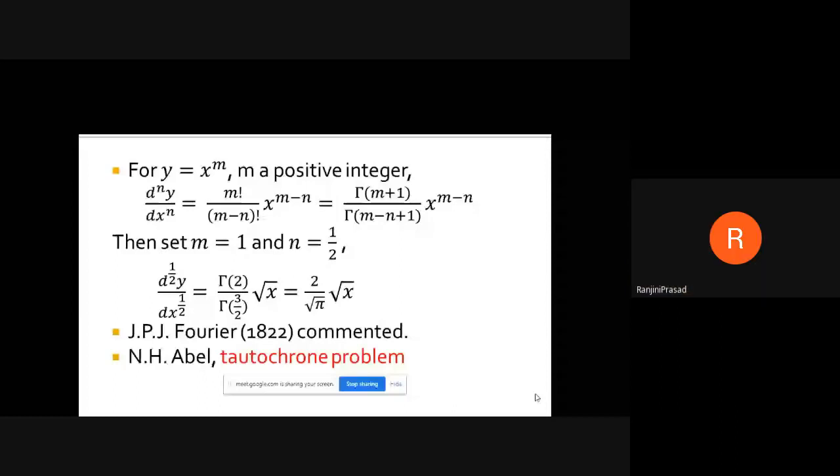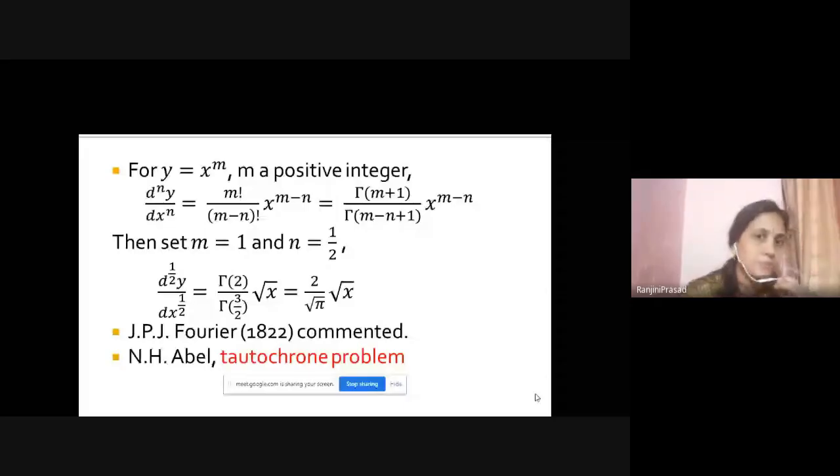So when you multiply with the m minus n terms, numerator and denominator, in the numerator you will get m factorial, and in the denominator m minus n factorial. These are all the things you know about this, so that's why I didn't explain that. So m factorial by m minus n factorial, x power m minus n. That factorial we can use in the gamma function. So the gamma function has a main role in fractional calculus.